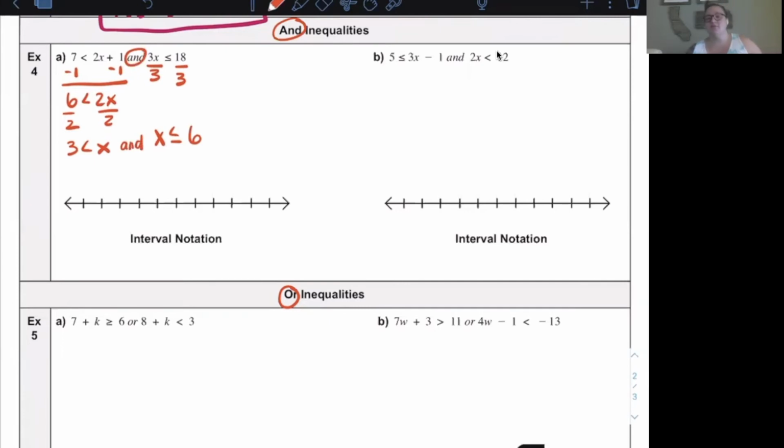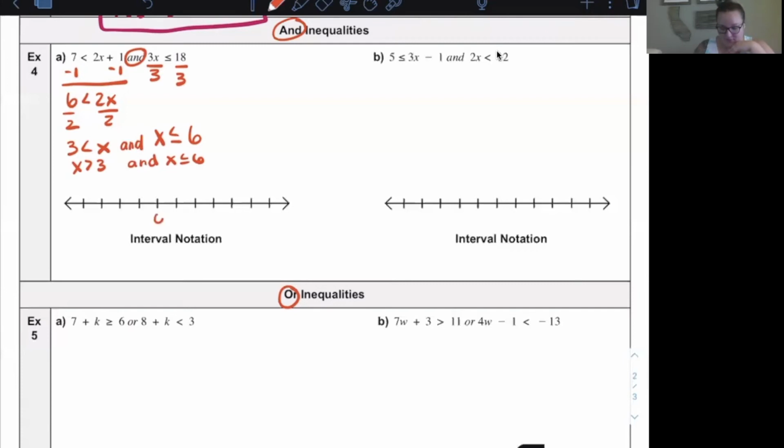So now we need to ask ourselves, can 3 be less than x? Or you can also write this as x is greater than 3, and x is less than or equal to 6. Can those two things be true at the same time? Can a number be bigger than 3 and less than or equal to 6 at the same time? And the answer is yes. So let me show you how to graph that.